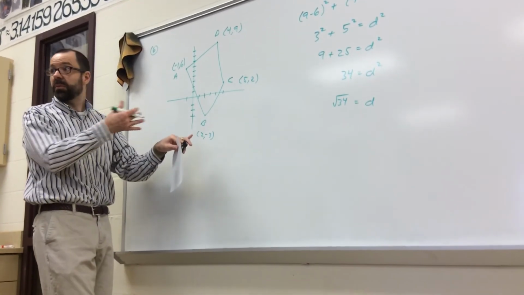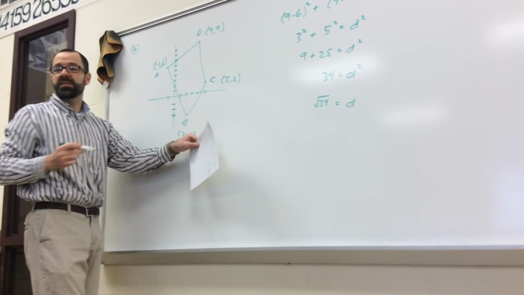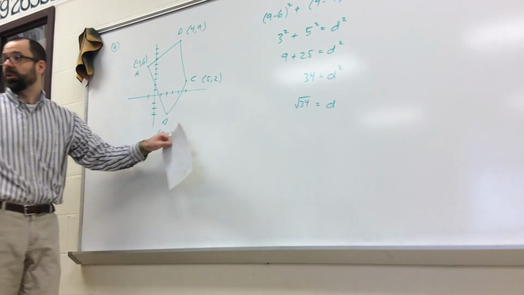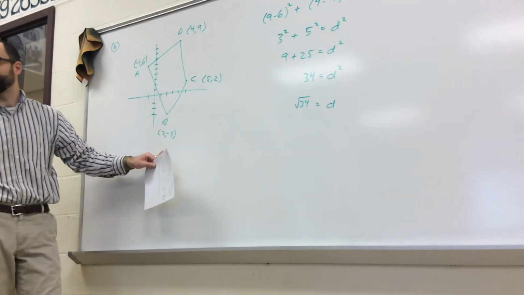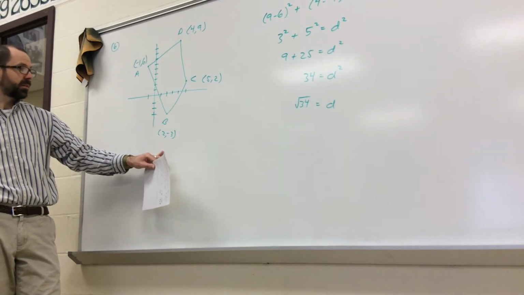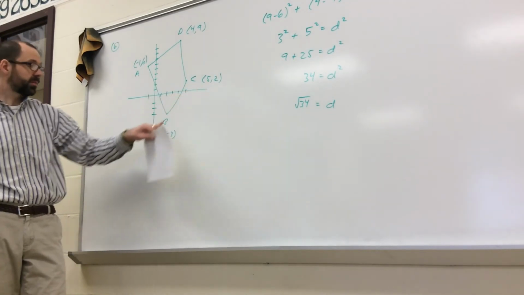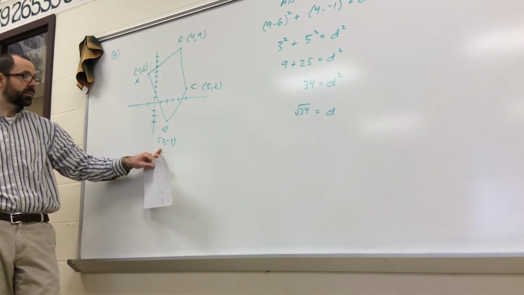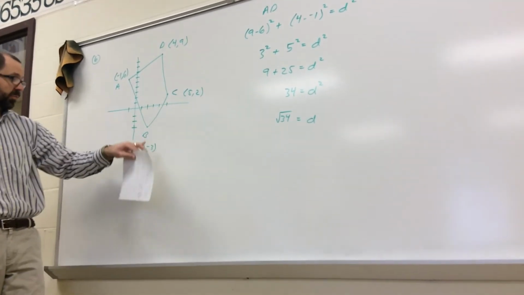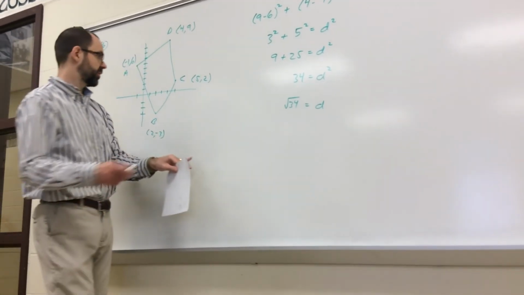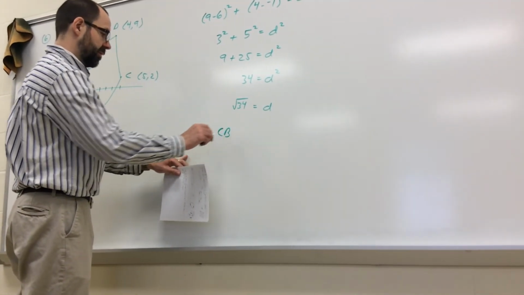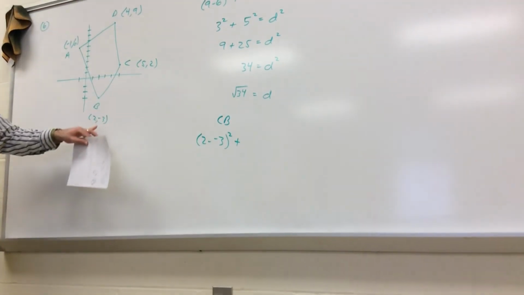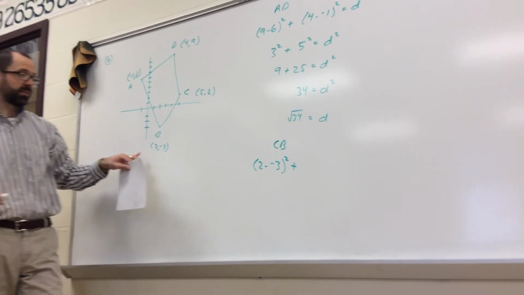All right, so if this is going to be a parallelogram, then this length needs to be the same. Because on a parallelogram, opposite sides are congruent. So I'm going to see if this length is the same. So we've got to do the distance formula one more time. So how does it start out for these 2 points? Yeah. 2 minus negative 3. Good. So you do y minus y. 2 minus negative 3. So now we're looking at CB. We're doing 2 minus negative 3 squared and 5 minus 2 squared.